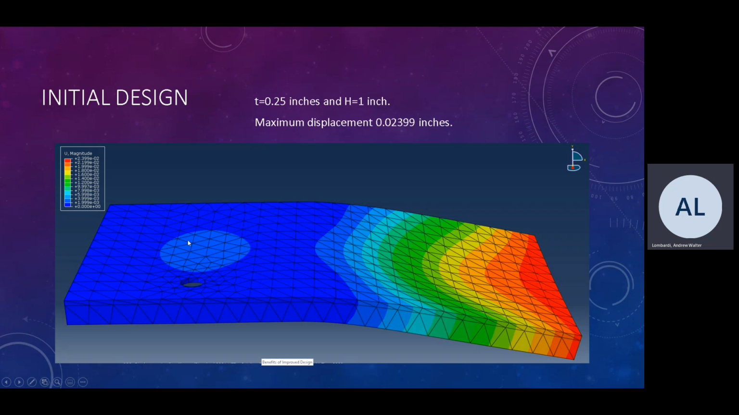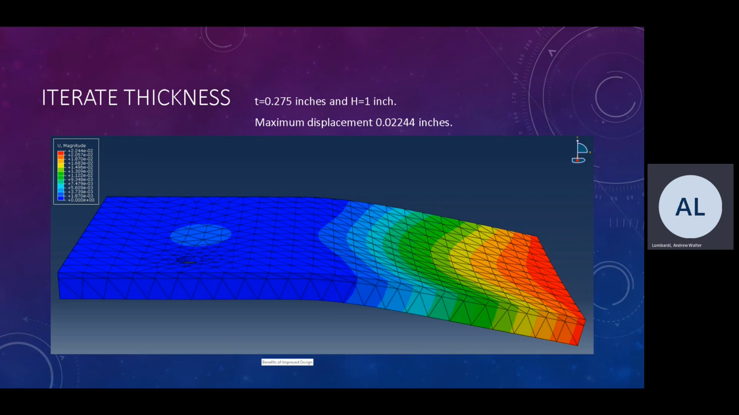So with the initial design, our plate thickness was 0.25 inches and our flange height was 1 inch. This yielded a maximum displacement of 0.02399 inches. I believe we can do better.